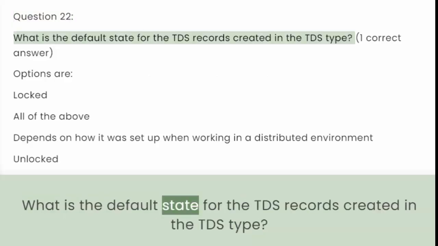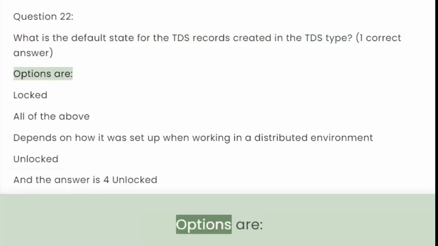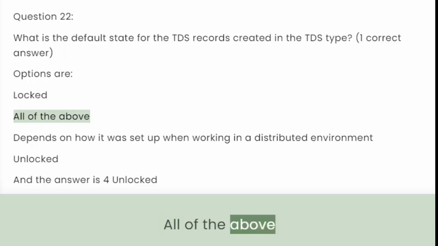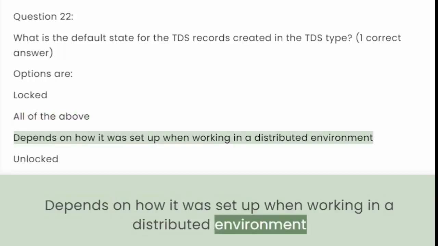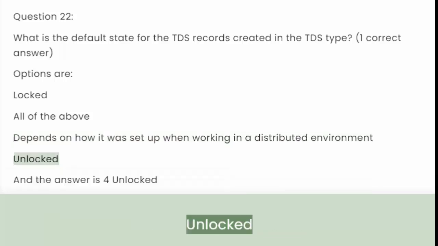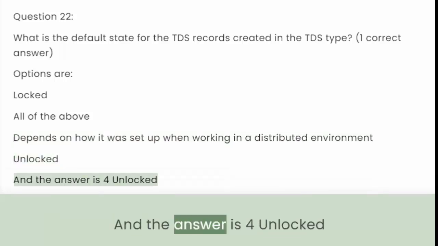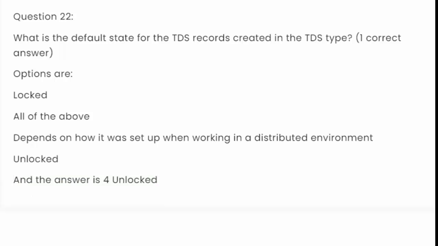Question 22. What is the default state for the TDS records created in the TDS type? Options are: locked; all of the above; depends on how it was set up when working in a distributed environment; unlocked. And the answer is 4, unlocked.